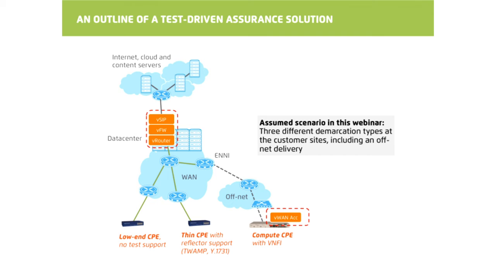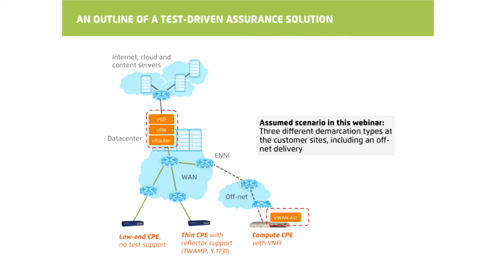So here's the scenario that we are using as an example in this webinar. We have a VPN, as Stefan said. We have 3 different demarcation devices. These could be either layer 2 or layer 3. It really doesn't matter for this sake. So the types of demarcations are either a low-end CPE without any test or OAM support. We have a thin CPE in the middle, which has built-in hardware support for reflectors such as TWAMP or Y.1731.